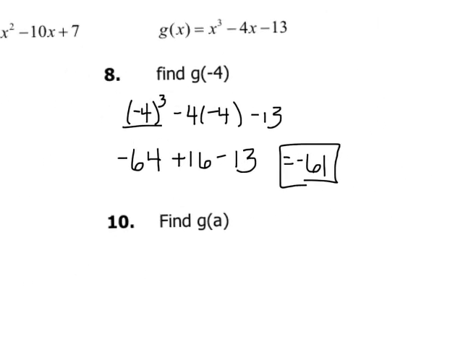G of A. So really this is just saying use A instead of X. A cubed minus 4A minus 13. If you want to put those in parentheses, you can. It doesn't really make a difference.